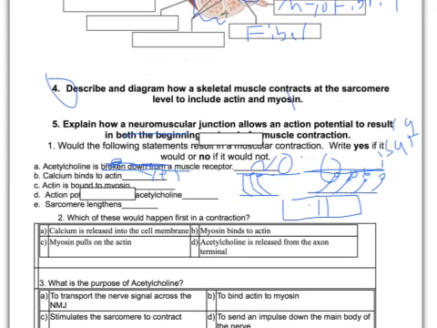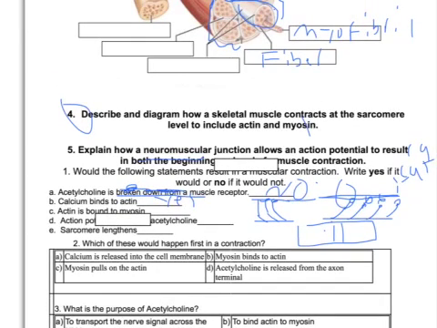Actin is bound to myosin. Oh yeah, that is a definite yes. That is really the definition of a contraction, when actin is bound to myosin. Well, it's a definition, but it's a big part.